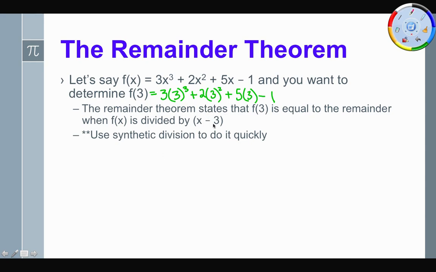So x minus 3 means I put a positive 3 in the box. I use my coefficients, which are 3, 2, 5, and negative 1. I draw my line and draw my box for my remainder, because the remainder is the one that I want for f of 3.